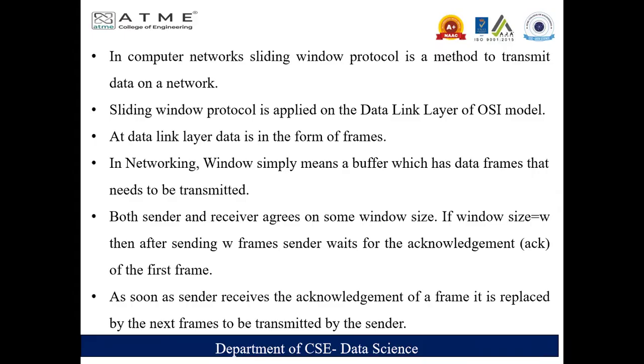Both the sender and the receiver will have buffers or windows, and the size of the window will be decided by both the sender and the receiver. If the sender has the size of W, then the receiver will also wait for receiving W number of frames, and the sender will be waiting for the acknowledgement of the first frame. As soon as the sender receives the acknowledgement, it is replaced by the next frame that is to be transmitted. Once it receives the acknowledgement, that means the frame is successfully transmitted.